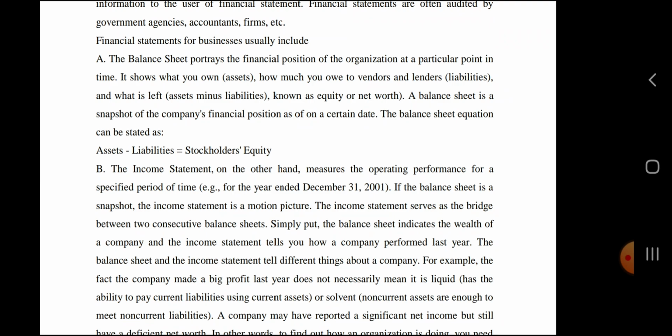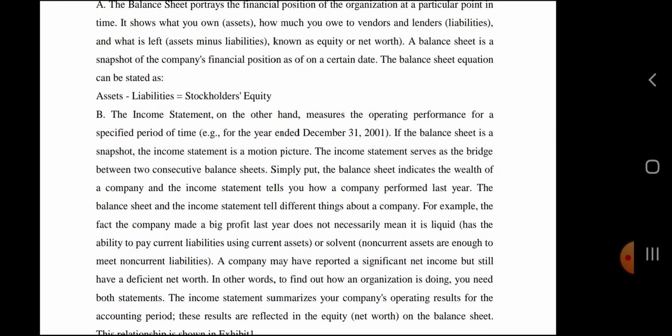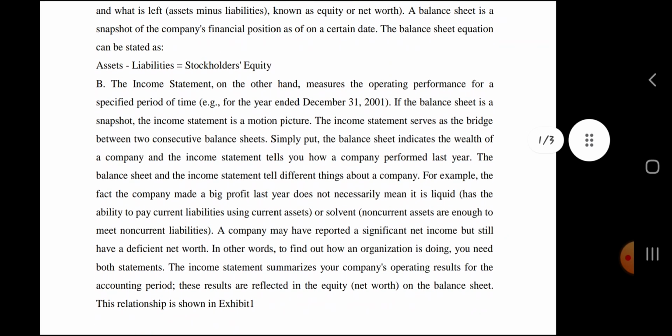is strong or weak. Okay, then the next statement, that is the income statement. Income statement, we say profit and loss account. Okay, income statement is profit and loss account. On the other hand, it measures the operating performance for a specified period of time. For example, for the year ended 31st December 2001.